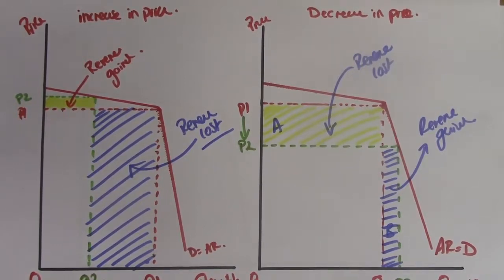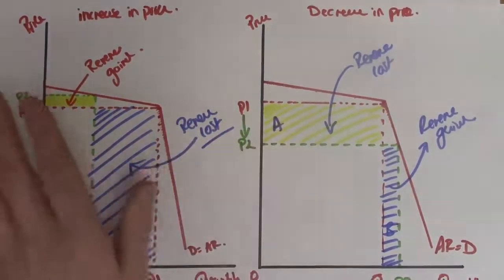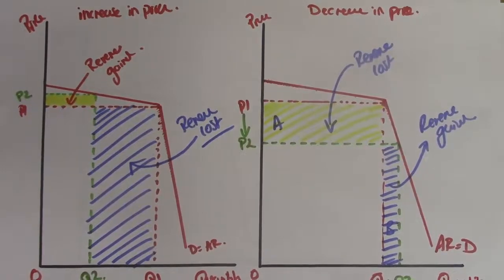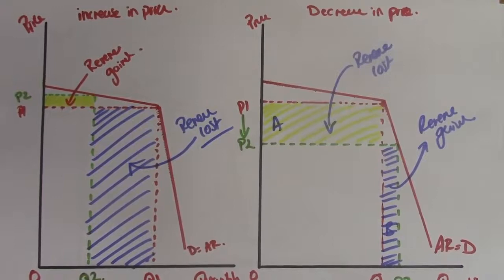Okay, where they might get together and say, well, look, we're all going to keep price at P1. Don't increase it, don't decrease it, keep it at P1. And as a result, no one's going to lose out here. We're going to maintain our profits, we're going to maintain our revenues. There's not going to be any issues with people or organisations trying to outdo the other.